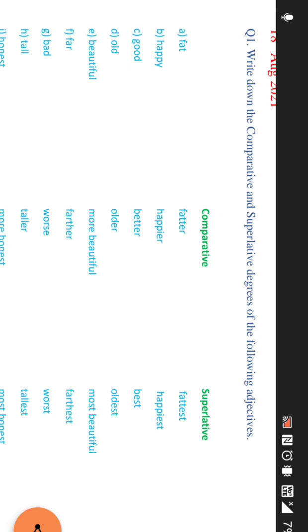In the second column, you have been given the comparative degree of adjective. We use the comparative degree when we are comparing between two nouns. And we use the superlative degree of adjectives when we are talking about more than two nouns, and when we are comparing among them.